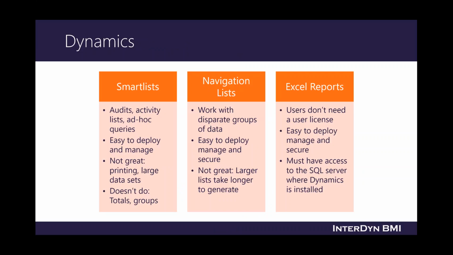And we have lists. Within GP, we have SmartLists. We have navigation lists. Within NAV, we have the ability to create lists. Those lists can be very helpful. They can help us to very quickly audit. Maybe we're doing an audit on what's happening within our order management area. We can very quickly get a listing of invoices, drill into those, and take a look at the details behind that. We can get activity lists and item lists. I can do ad hoc queries on just about anything, and those things are very easy to deploy. They're built into the application, and they're very easy to manage.